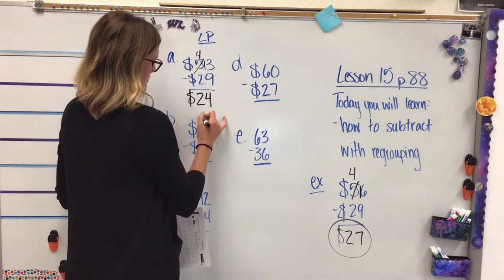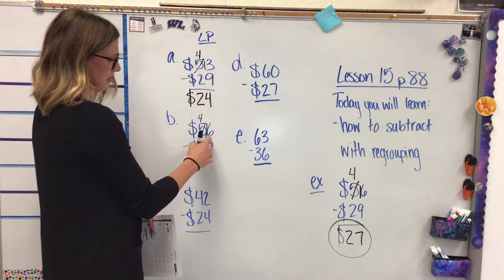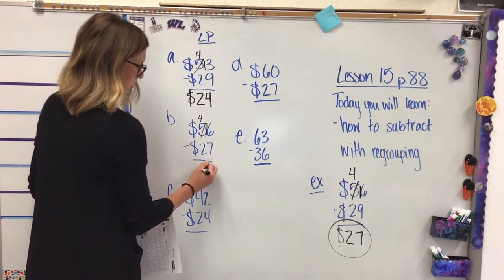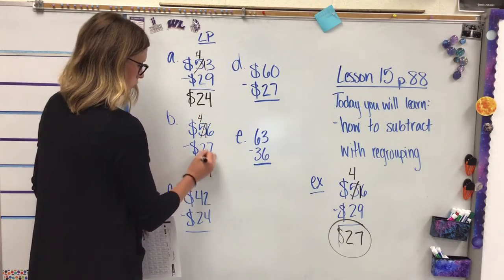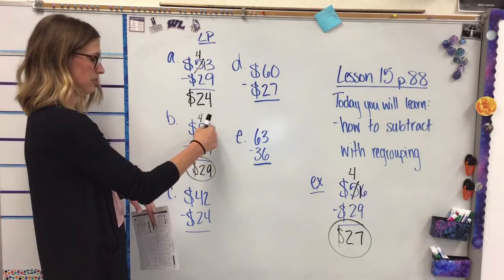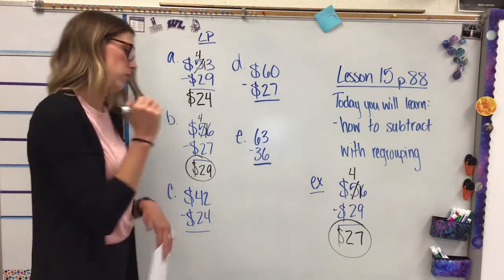Cross out the 5, make it a 4, change it into 16. 16 minus 7 is 9. 4 minus 2 is 2. So I get 29. All right, that's my key. Can I do 6 minus 7? Is 6 bigger than 7? Nope. That's how I know I got to go next door and borrow.